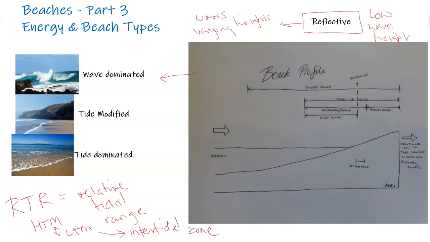Okay? As we go down from wave to tide dominated, you increase the RTR. Obviously tide dominated, you have a very, very large range, from 10 to 50 times the size of the wave height tidal range. So you drastically change the profile and the style of the beach, basically, how it's formed.